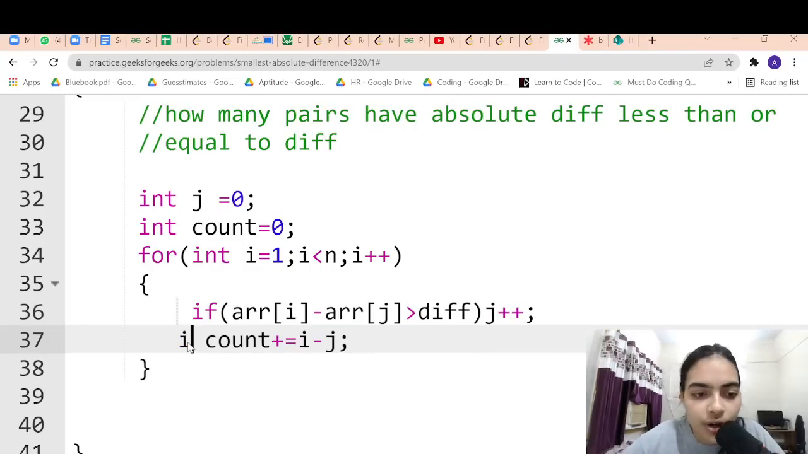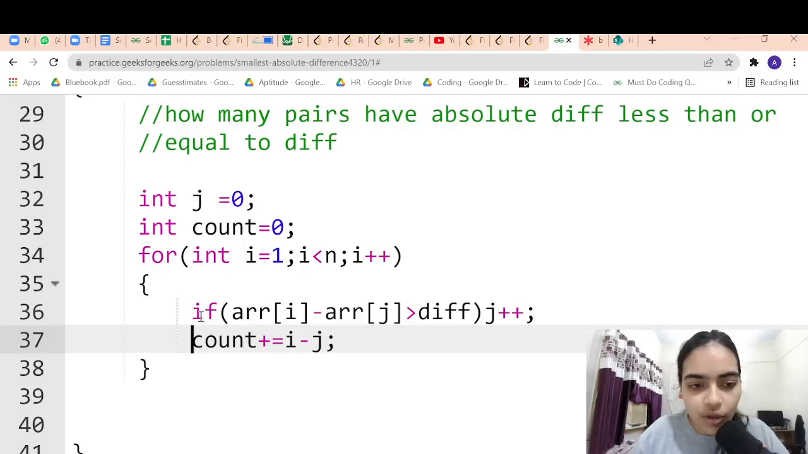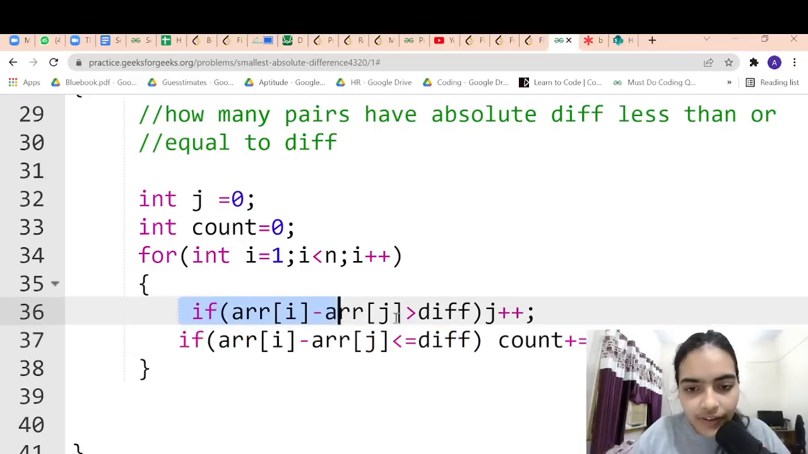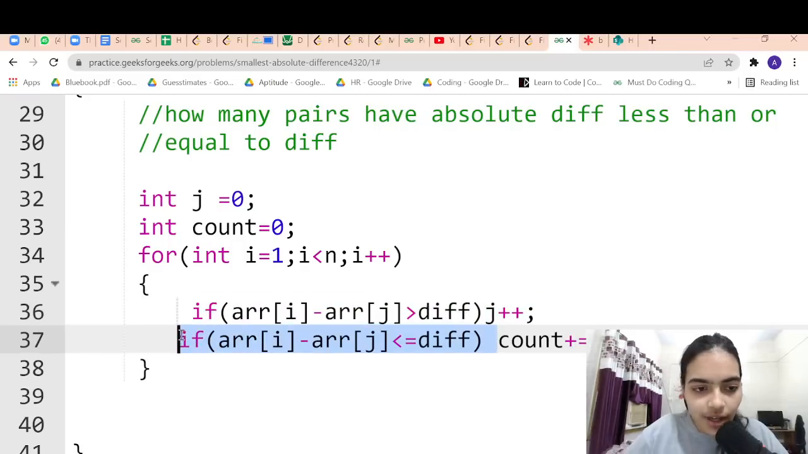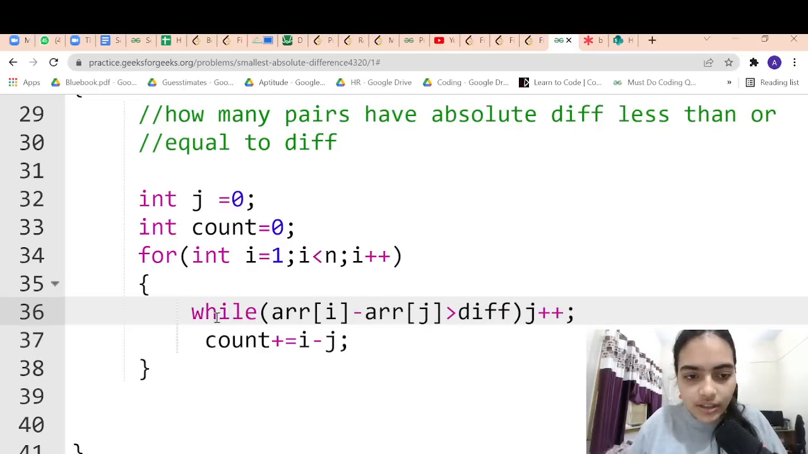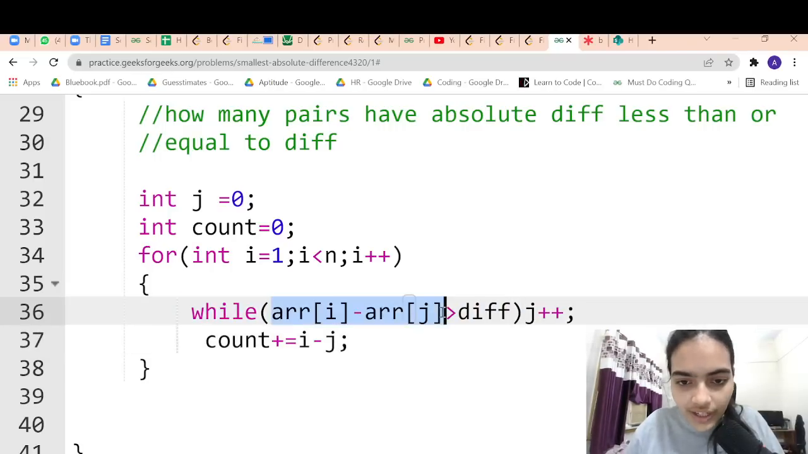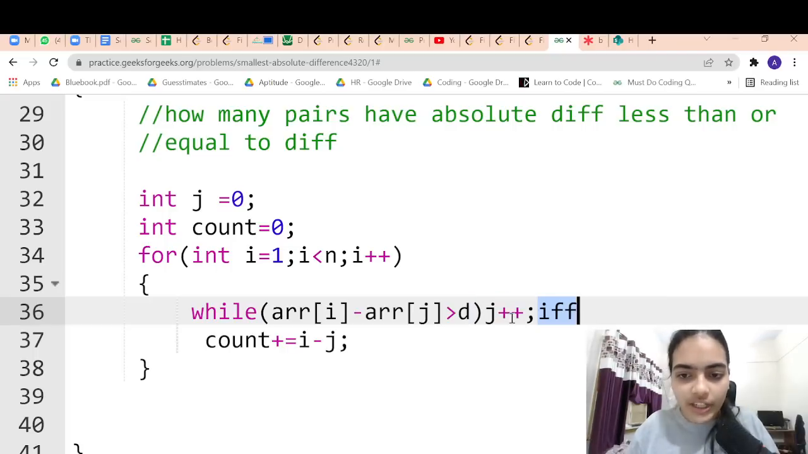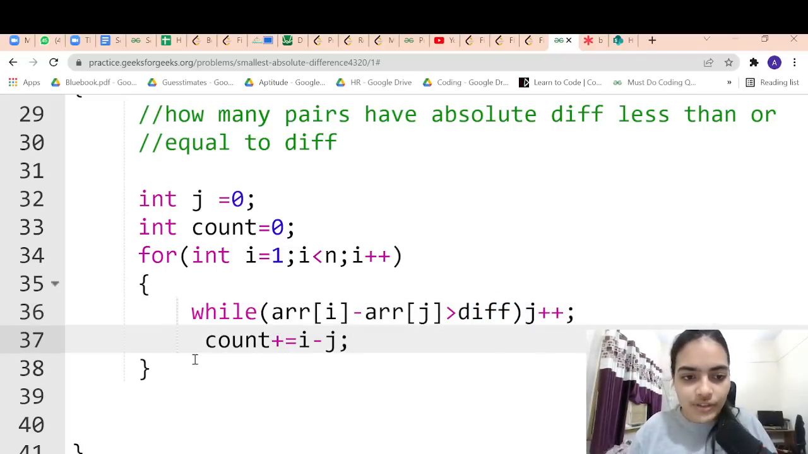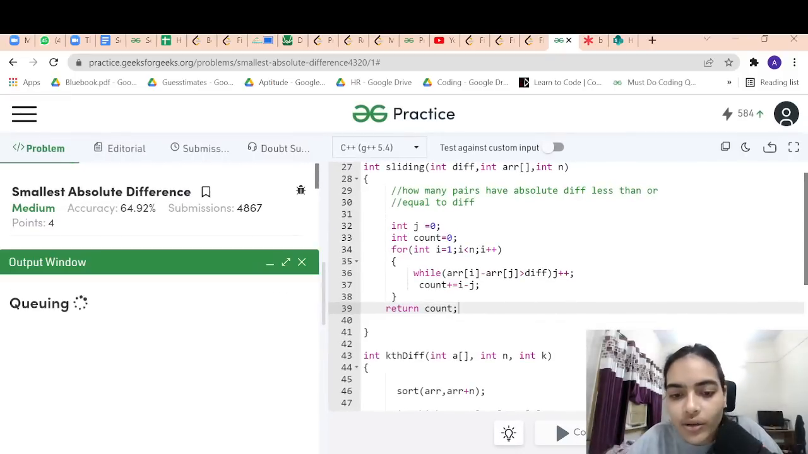So I need not give this extra condition, because if this doesn't happen, then this will happen. So now I can keep on doing this, right? I'll give while, not if, because while the difference between the two numbers that you are taking is greater than the difference, you can keep on incrementing your j pointer. That is the logic of sliding window, right? And finally you can return count. So that's it. That is the code.